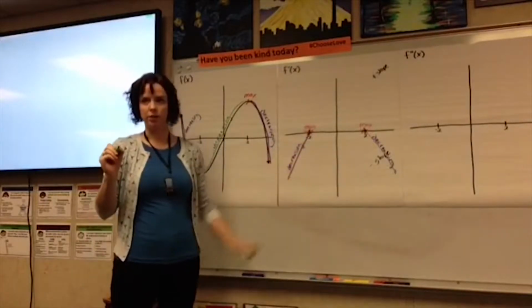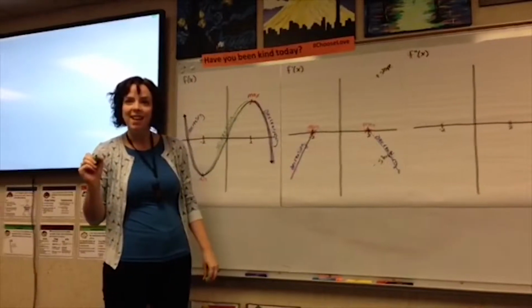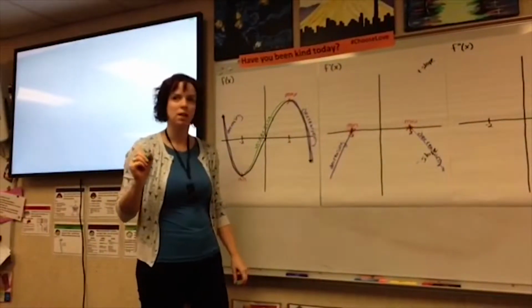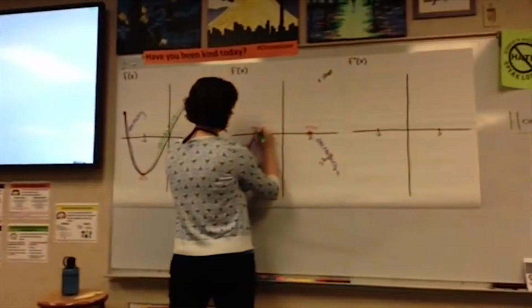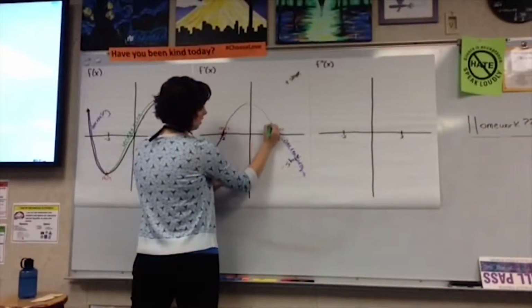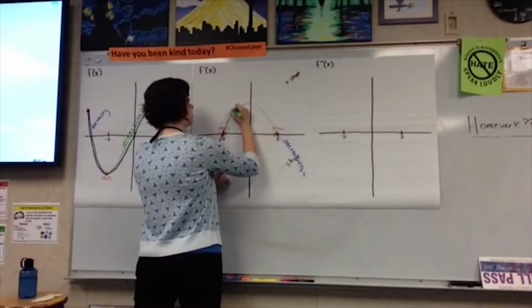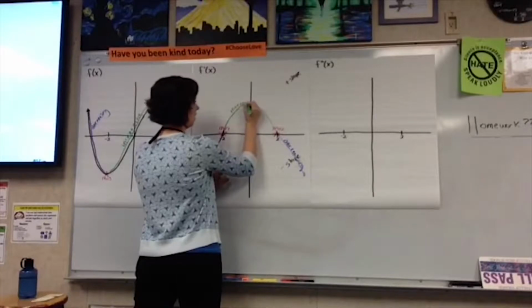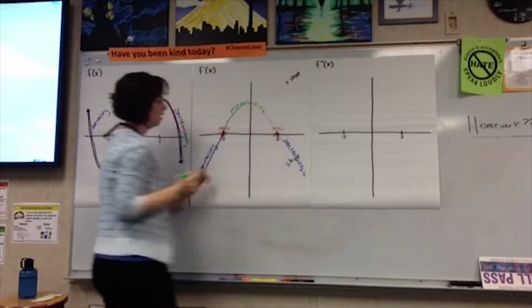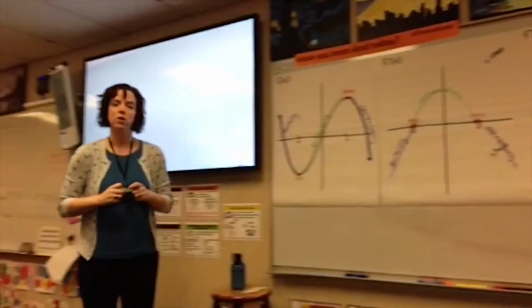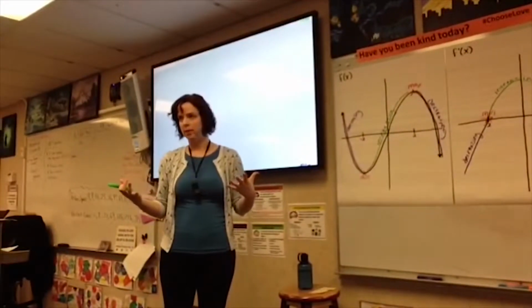And where would I draw it on the first derivative graph? Zach? Negative 2 to 2 on positive slope. Positive slope. Awesome. Beautiful. So those are the basics that we've learned so far.